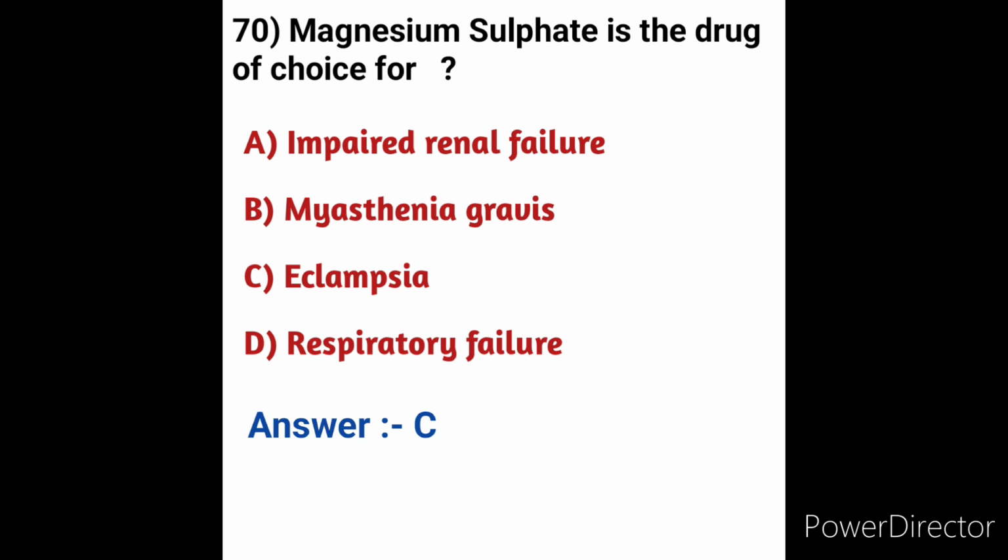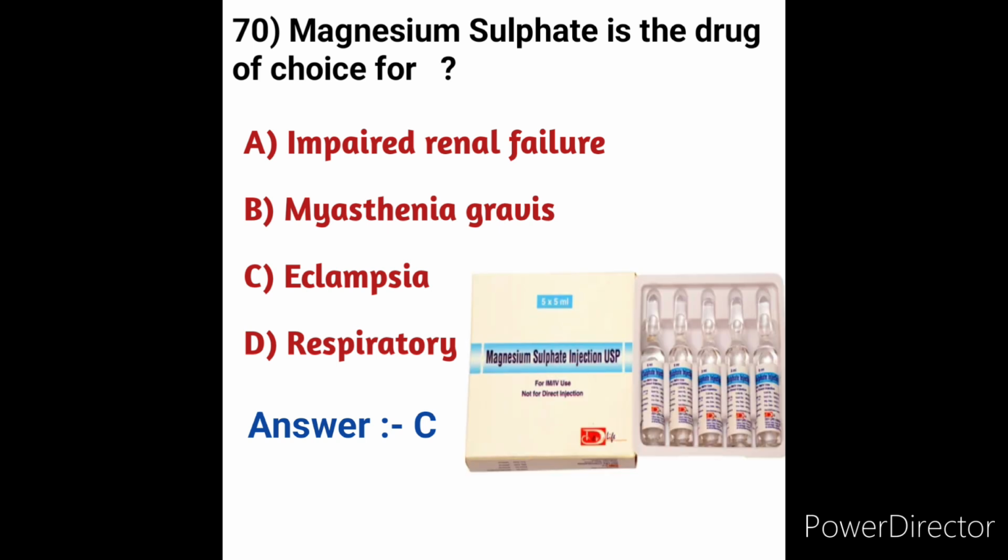Magnesium sulphate, MgSO4, is the drug of choice for the following options. We will see here option A, impaired renal failure, option B, myasthenia gravis, option C, eclampsia, and option D, respiratory failure. Magnesium sulphate is most commonly used for the treatment of eclampsia and patients with severe preeclampsia symptoms, and is usually given by either IM or IV route. Magnesium sulphate is the drug of choice for eclampsia. Option C is the correct answer here.